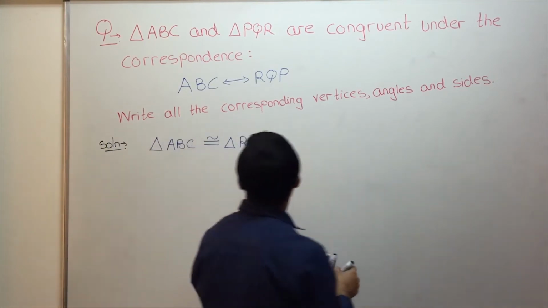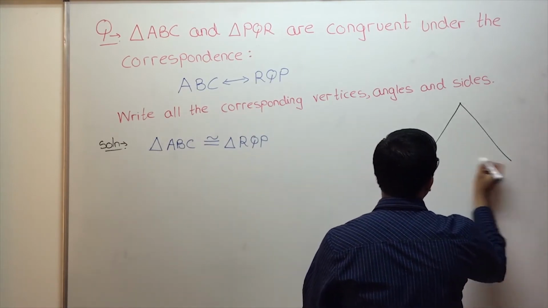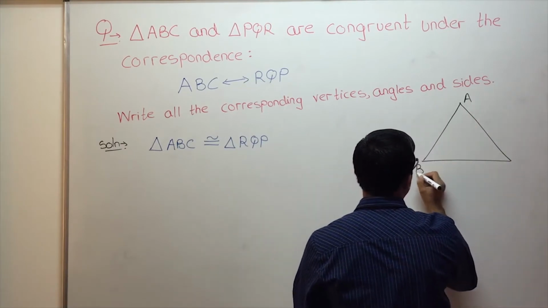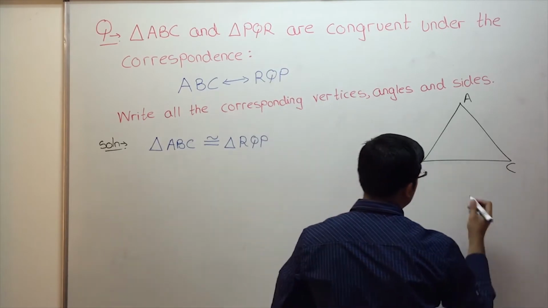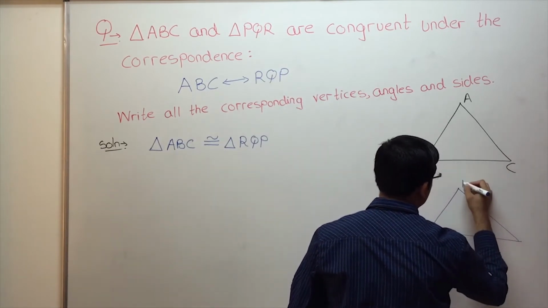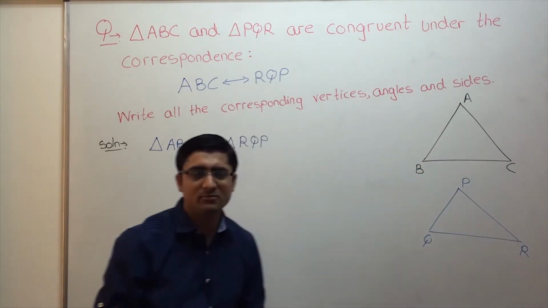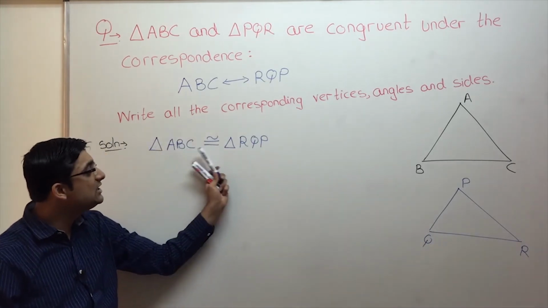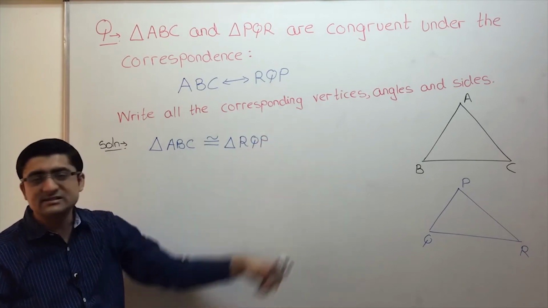So let's draw two triangles ABC and PQR. Let's say this over here is triangle ABC, and the other triangle given to us is triangle PQR. So draw a triangle PQR. Drawing a figure just helps us in visualizing the problem. So basically these two triangles are congruent. How? Triangle ABC is congruent to triangle RQP. So now we need the corresponding vertices, angles and sides.